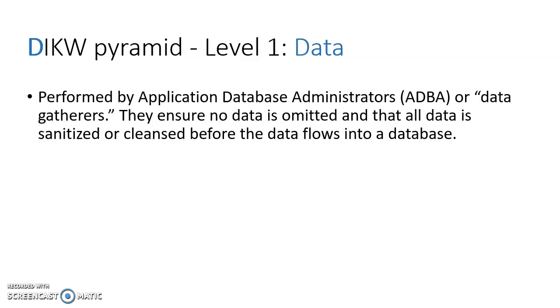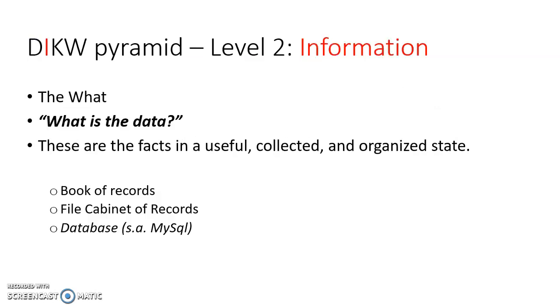So on this level, the role would be a DBA or database administrator. McLaughlin calls them data gatherers. They ensure that no data is omitted and that all data is sanitized or cleansed before the data flows into a database. So it's pretty important. We want to make sure that data is correct, because if there's any errors at this stage, the further levels, those errors will appear in the next levels as well.